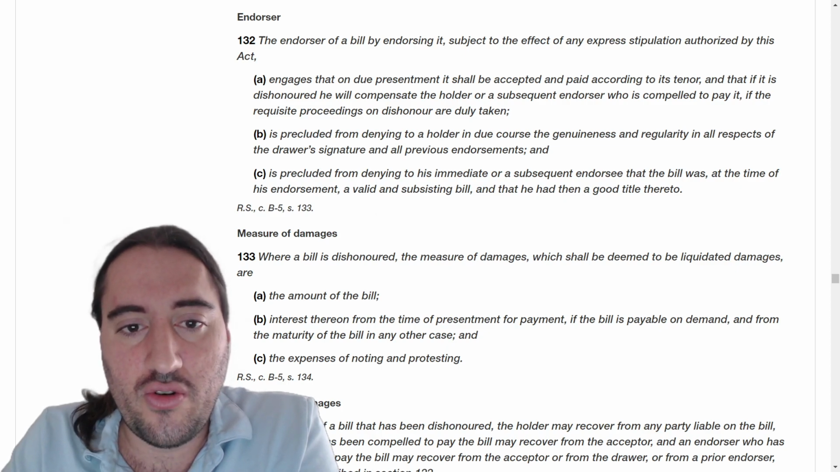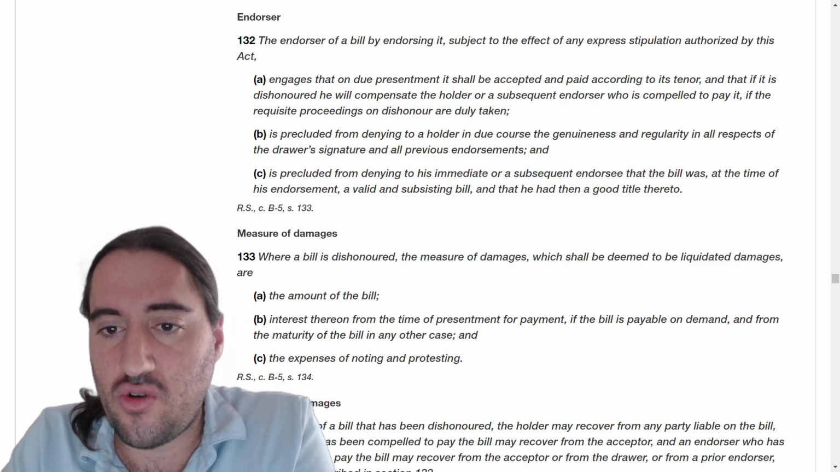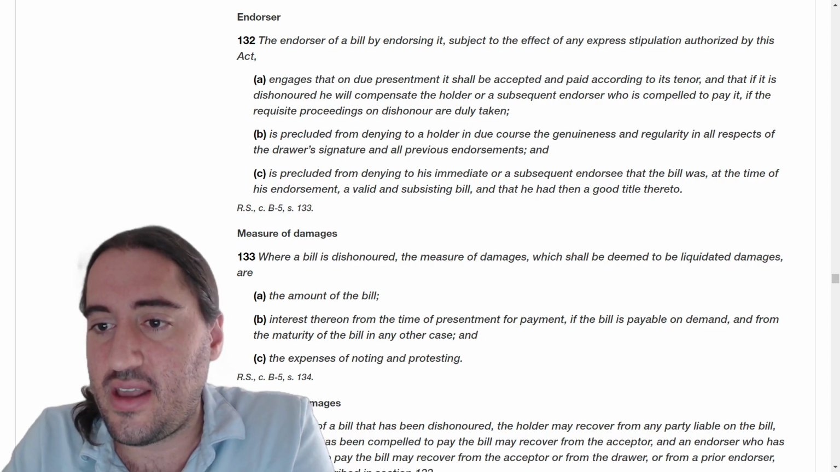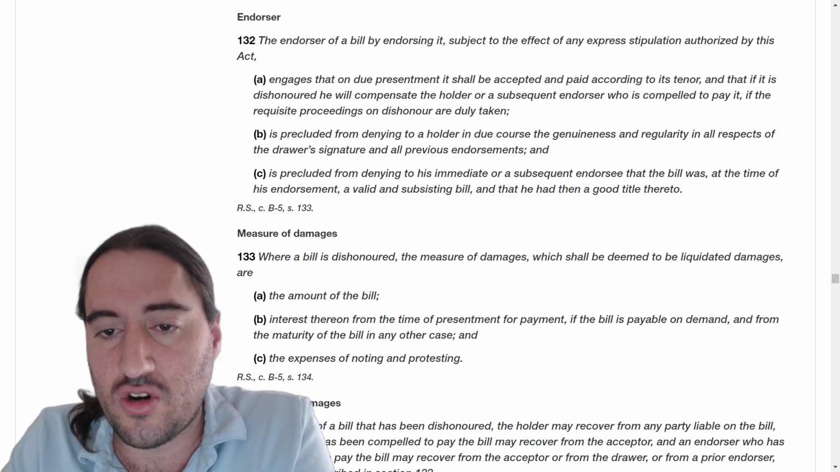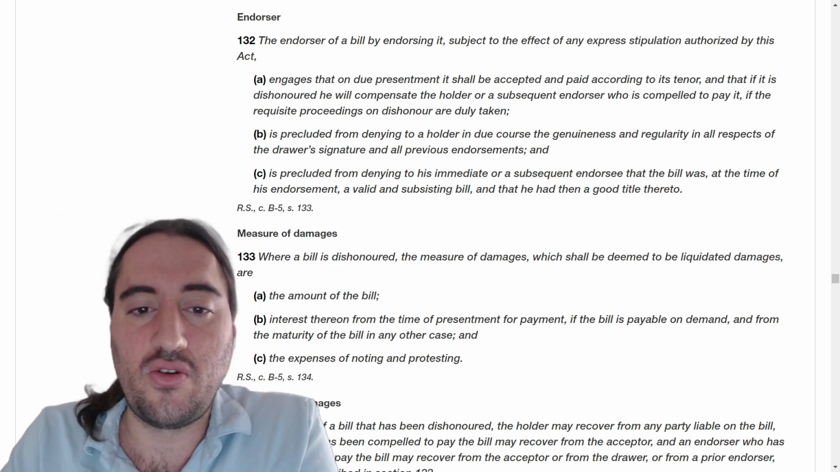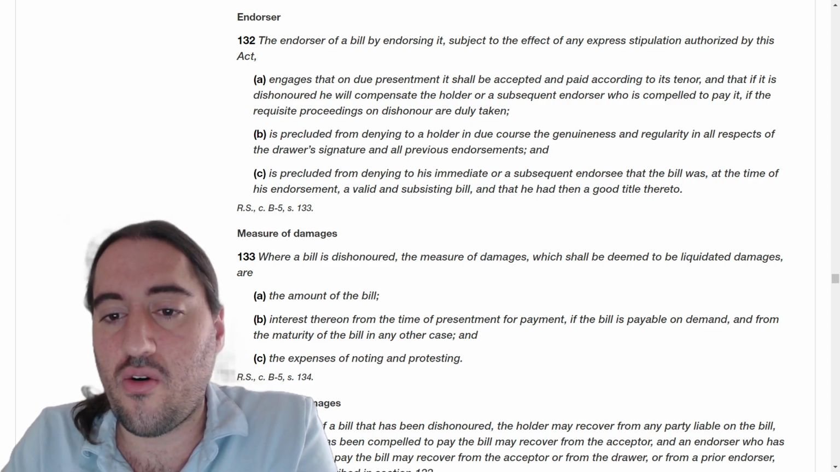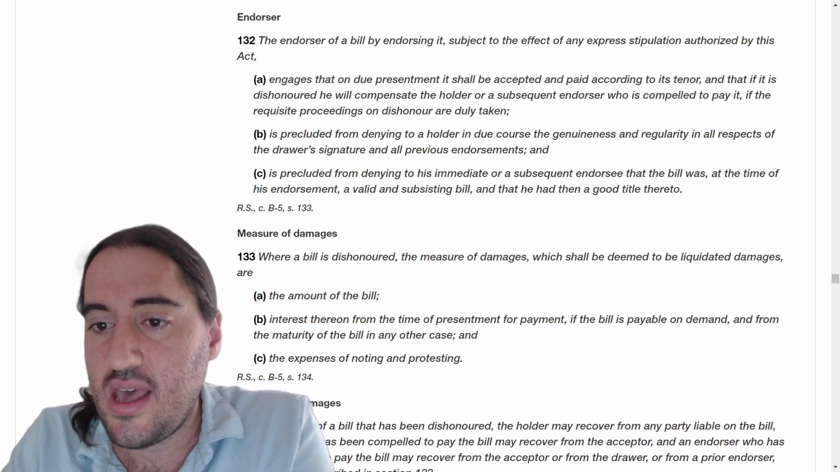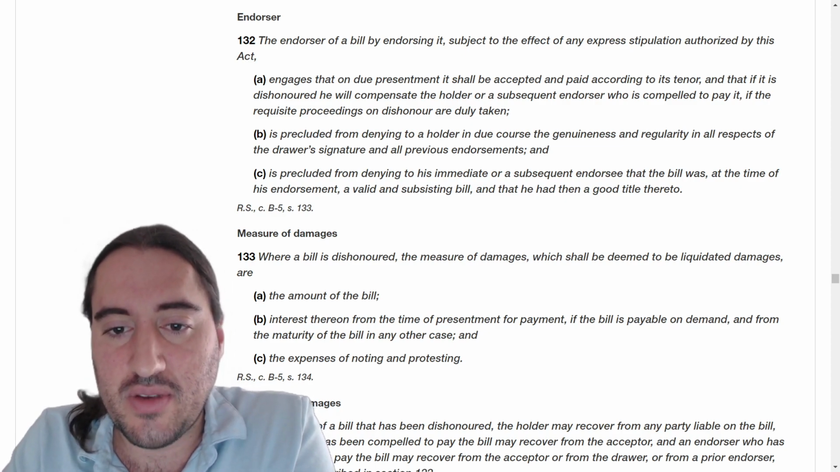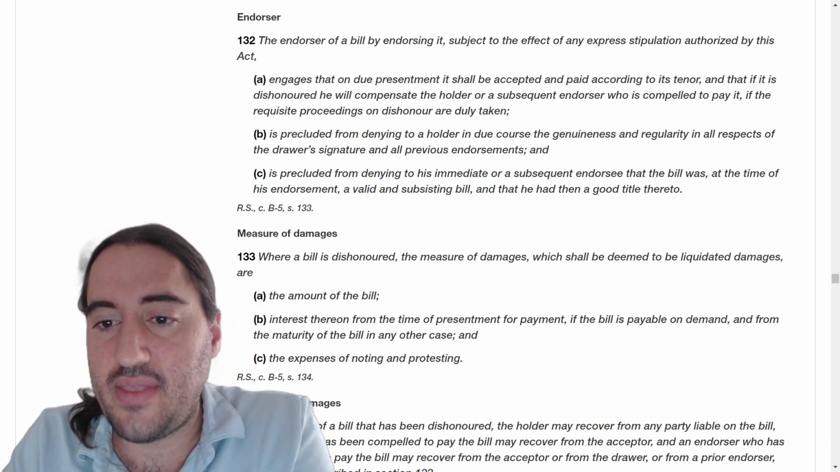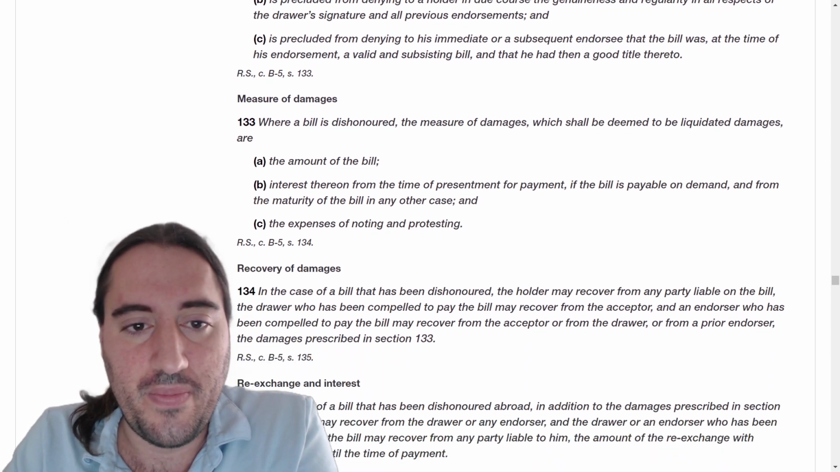B. is precluded from denying to a holder in due course the genuineness and regularity in all respects of the drawer's signature and all previous endorsements. And C. is precluded from denying to his immediate or a subsequent endorsee that the bill was, at the time of his endorsement, a valid and subsisting bill, and that he had then a good title thereto.